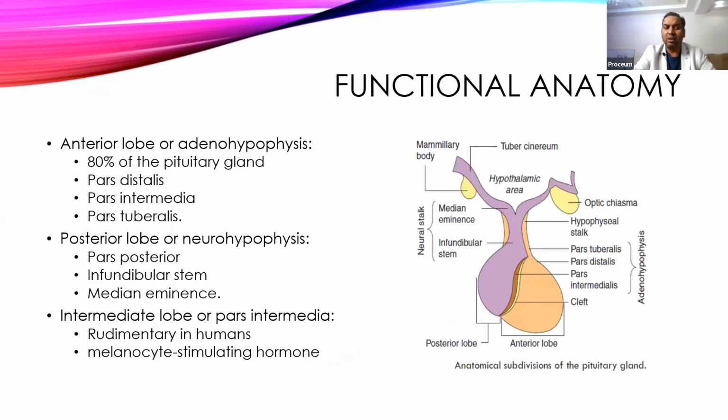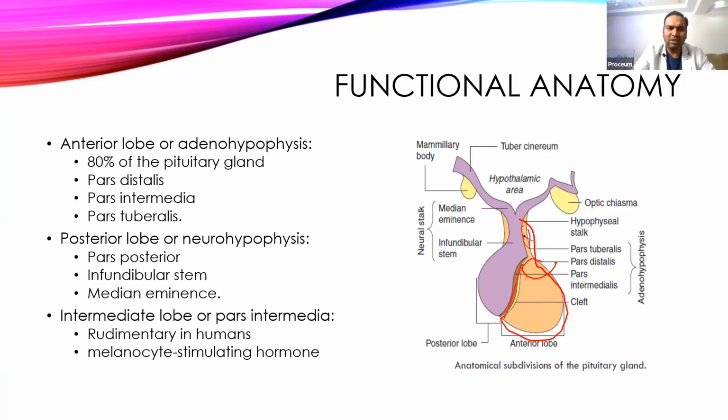It is made up of three lobes: the anterior lobe, the posterior lobe, and the intermediate lobe. This is the anterior lobe, and it is almost 80% of the total pituitary mass, and it contains three portions: pars tuberalis, then pars distalis, and pars intermedia. So pars distalis, pars tuberalis, and pars intermedia.